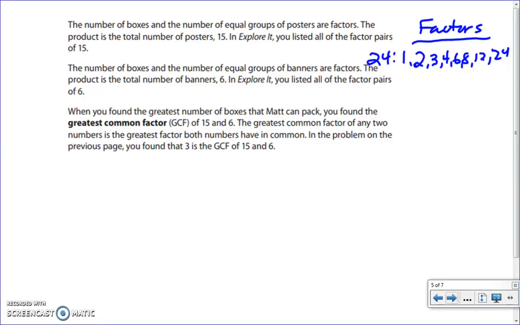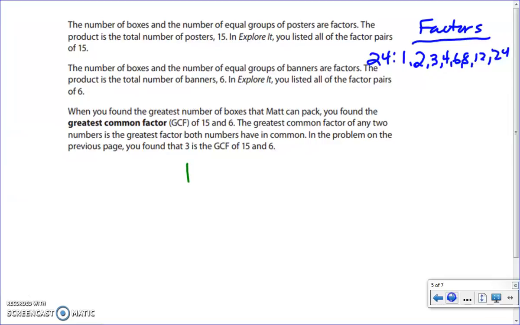Okay. So it says the number of boxes and the number of equal groups of banners are factors. The product is the total number of banners, 6. In Explorer, you listed all the factors of 6. When you found the greatest number of boxes that Matt could pack, you found the greatest common factor of 15 and 6. The greatest common factor of any 2 numbers is the greatest factor both numbers have in common. In the problem on the previous page, you found that 3 is the greatest common factor of 15 and 6.